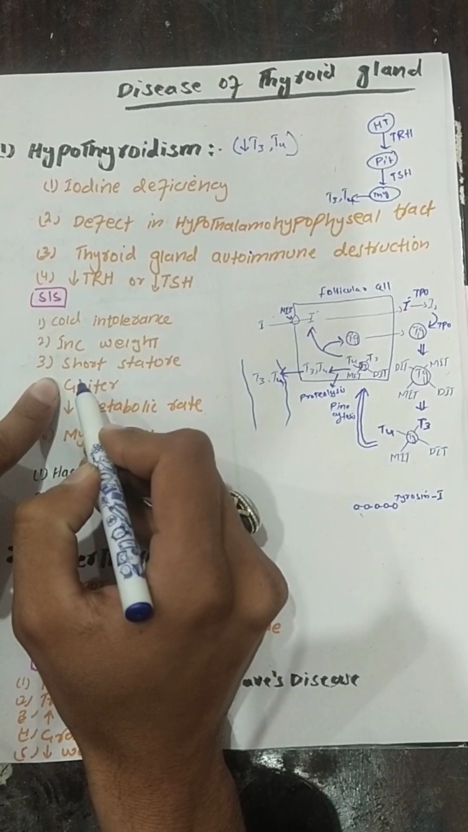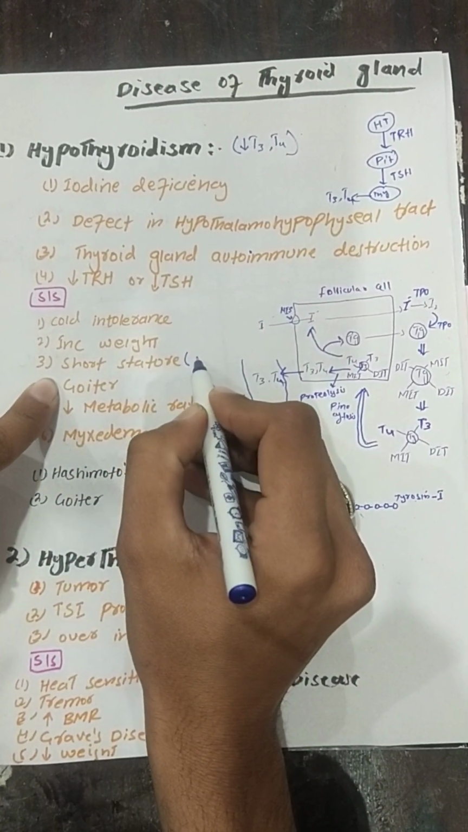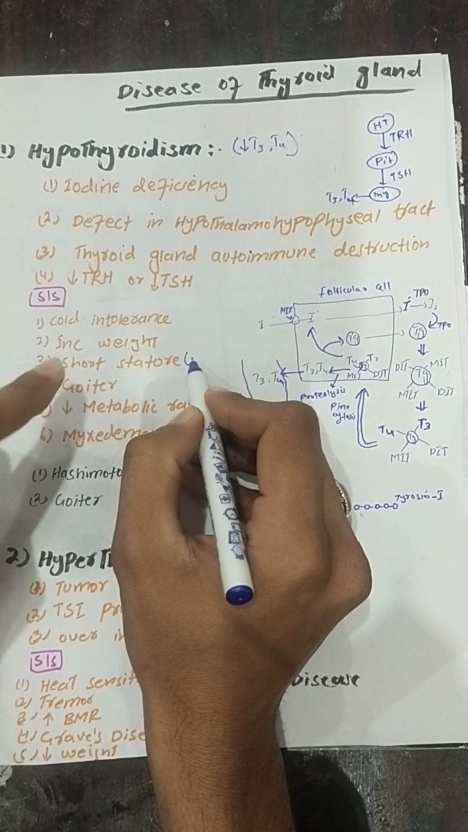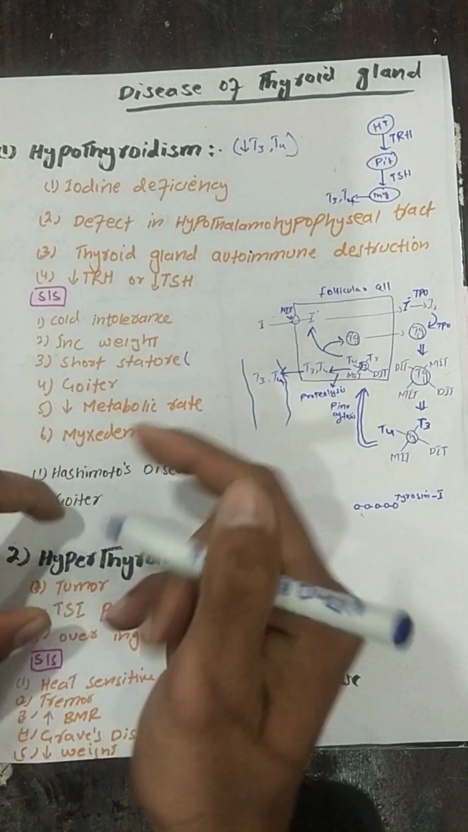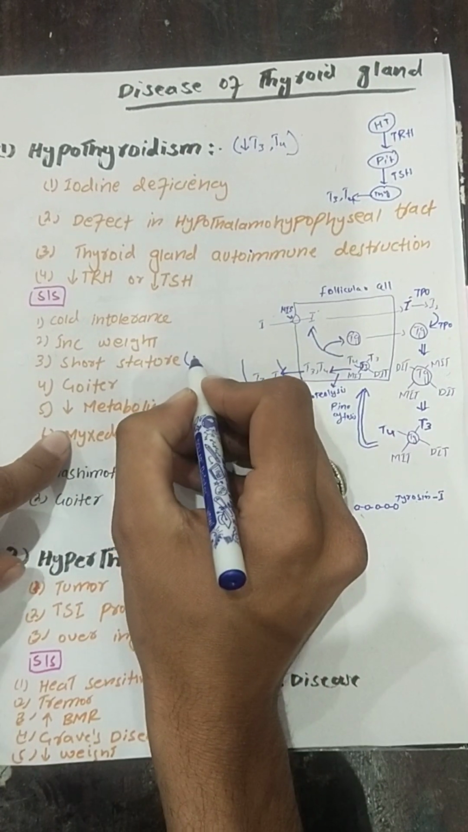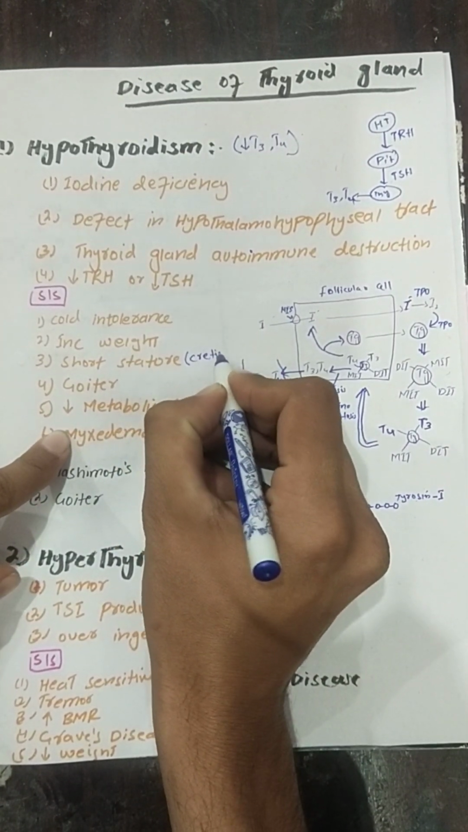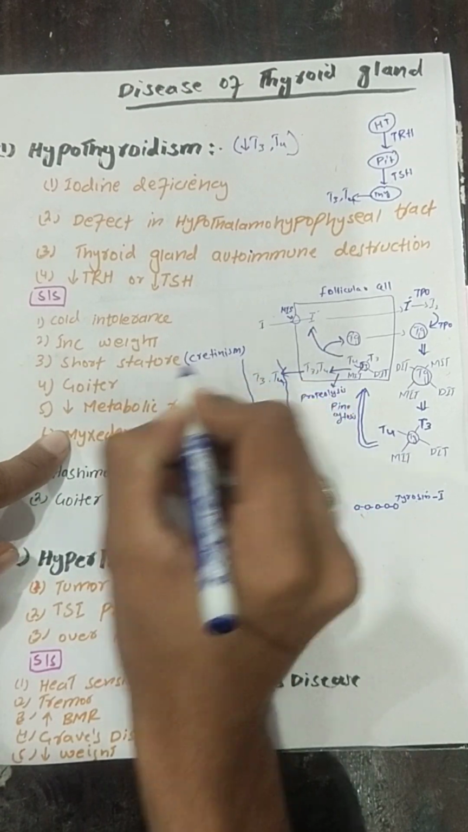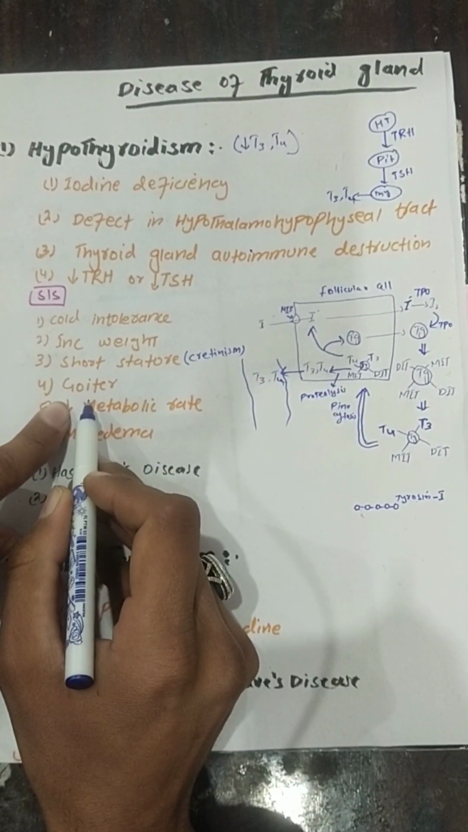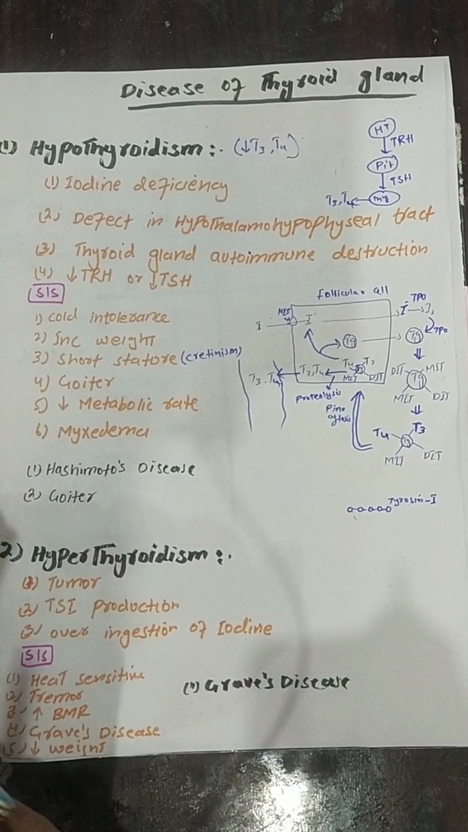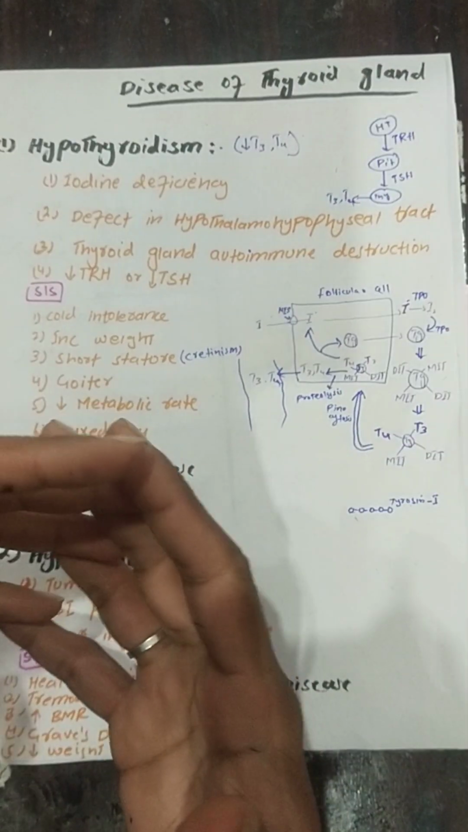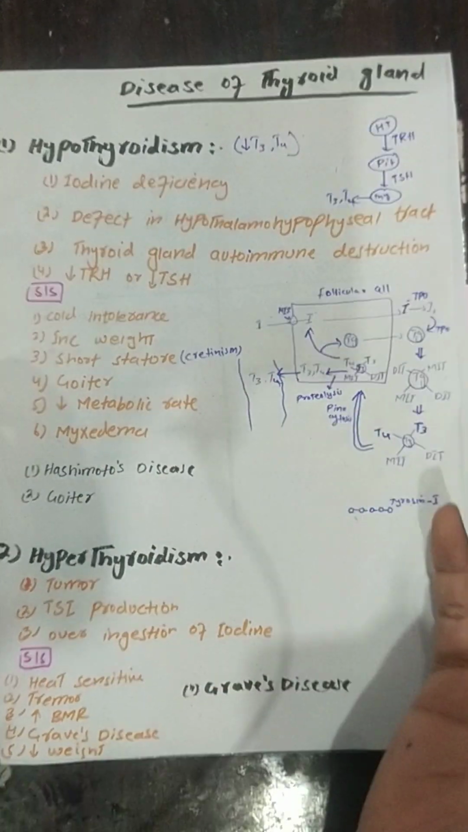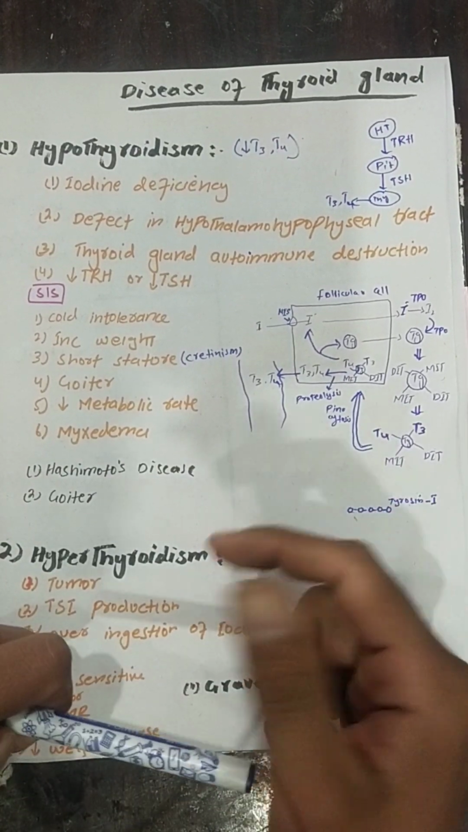Okay, and short stature, this occurs in the newborn. When the newborn has a deficiency of thyroid hormone, his growth will be retarded, and it will lead to cretinism. Okay, and then we have goiter. What is goiter? This point needs to be explained: what is goiter and why does it happen. Goiter means swelling of the thyroid gland. So when this swelling occurs, why?